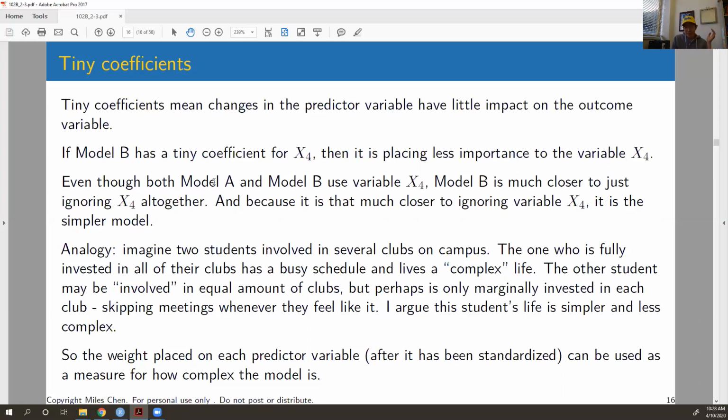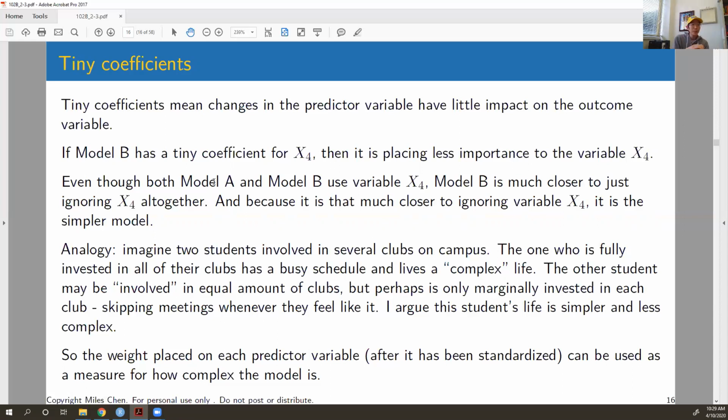The other student is involved in the same clubs, an equal amount of clubs, but this other student is only marginally invested in each club. Meaning that they'll skip a meeting whenever they feel like. They don't sign up for very many responsibilities or anything like that. So we would say this student's involvement in each club is not zero, but it's a lot lower. And I would argue that the student who's less involved, that student's life is, quote unquote, simpler. Now, whether simpler is a good or bad thing is not what I'm trying to say, but the student who's only marginally involved in these different clubs, their life is simpler and less complex versus the one who's fully invested.